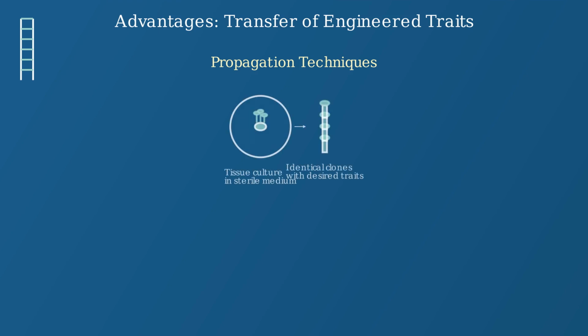Tissue culture is a more advanced technique that involves growing plant cells in a sterile laboratory environment. A single sample can produce thousands of genetically identical plants, making it ideal for mass production of plants with valuable engineered traits.